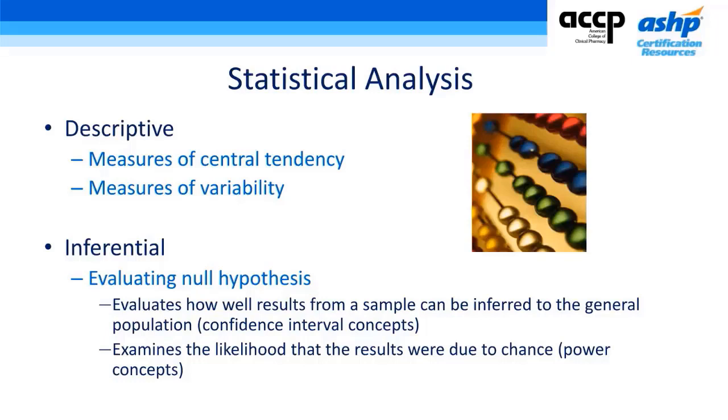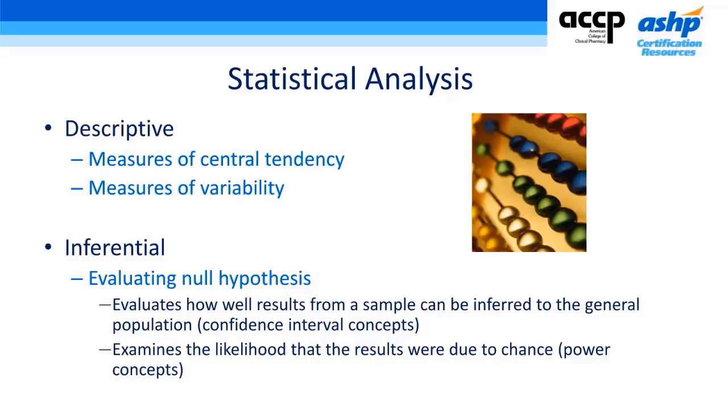With statistics, we have 2 different types of analyses. So we have descriptive type statistics and then inferential type statistics. With descriptive, we're thinking about the measures of central tendency and the measures of variability. So measures of central tendency would be mean, mode, and median. And then the measures of variability would be the interquartile range and the range of those measures of central tendency.